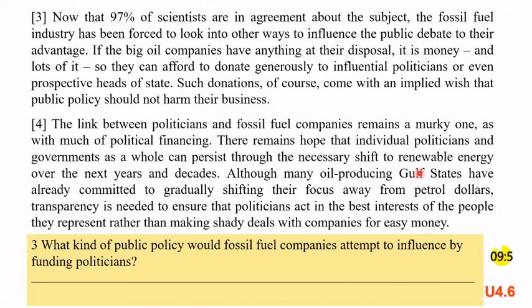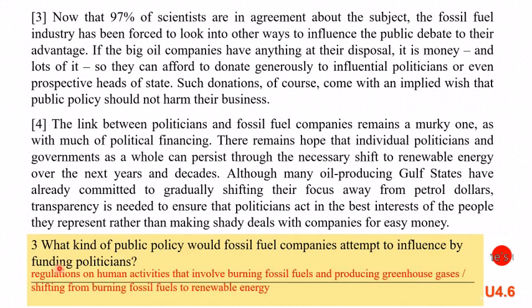If you look at paragraph 4, I guess this part would be more related to public policy. So you can say like, there remains of the individual politicians and government can persist through the necessary shift to renewable energy sources over the next few years and decades away from fossil fuels. So when you think of the answer here, you can relate it to this part. So the answer should be something like regulations on human activity that involve burning fossil fuels and producing greenhouse gases, or you may say regulations or public policy on shifting from burning fossil fuels to renewable energy sources. That is this part that I've mentioned earlier.